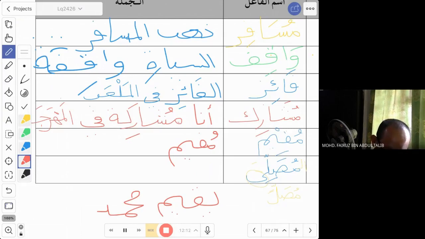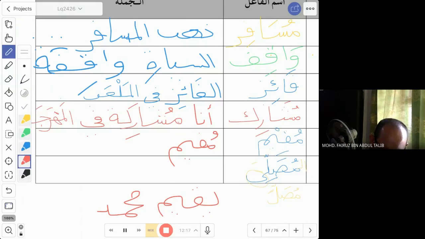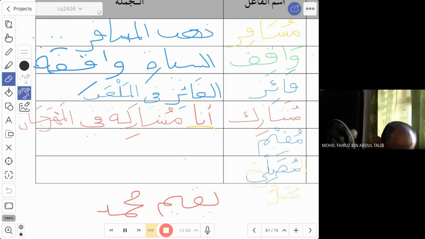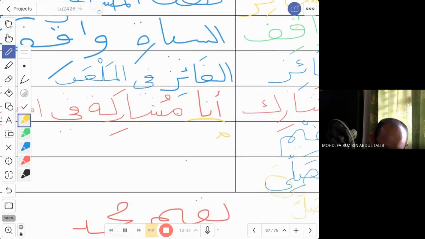But now, this is not a fi'il anymore. Even though the meaning is similar, now this is a noun. So when it is a noun, you cannot say muqim Muhammad because the meaning is terbalik. The meaning is like the muqim is Muhammad. You are not saying Muhammad is muqim. So in this case, you cannot say muqim Muhammad, but you reverse it. So how do we say? Muhammad Muqimun. Yes, Muhammad Muqim. Good. So now you have to say Muhammad Muqim.